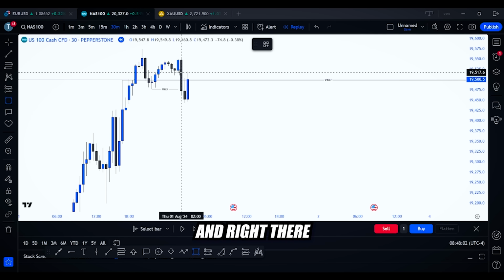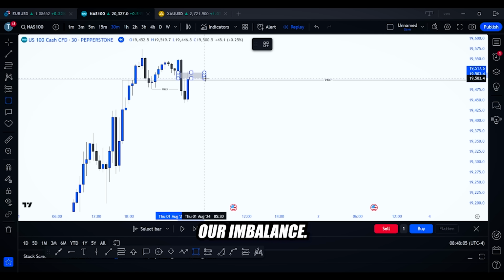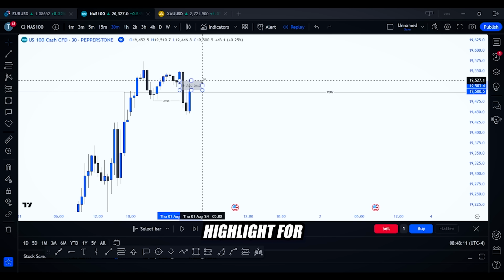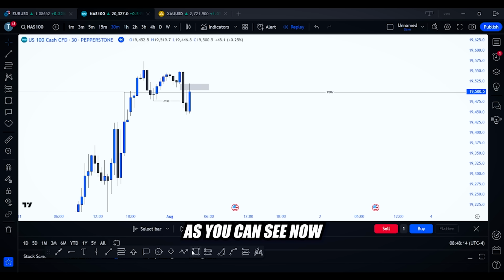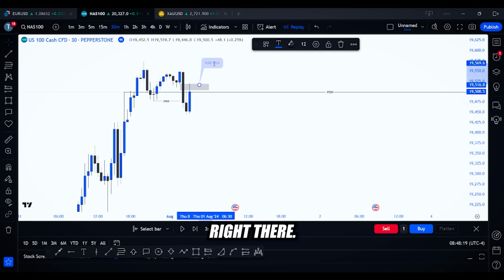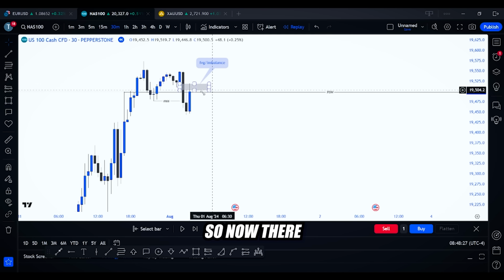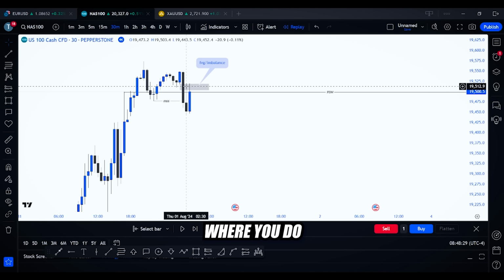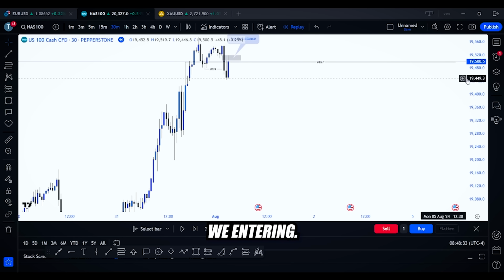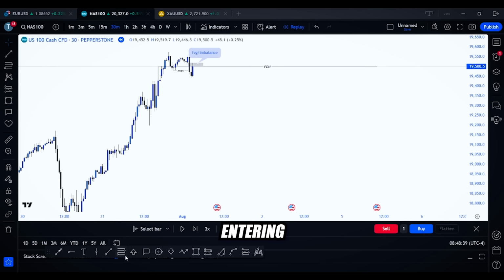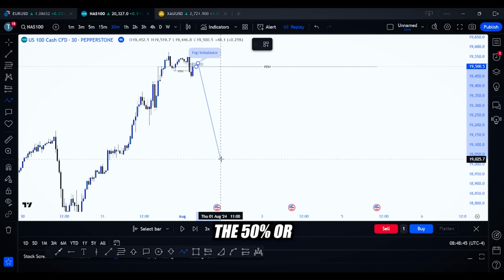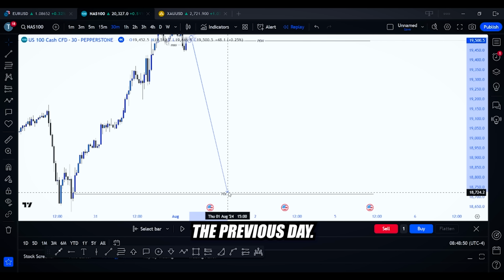And right there, we have our imbalance or fair value gap, right? Let me just highlight for you guys right there. As you can see, now we have our fair value gap right there, or imbalance. So now there, that's actually where you do take your trade, right? That's when you say, okay, now we're entering, risking nicely. Now we're entering right there and actually going for the 50% or the previous day low.